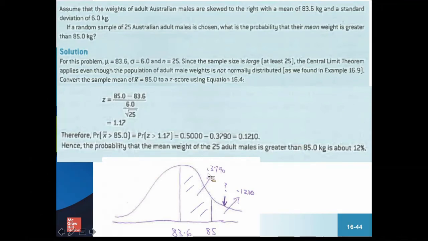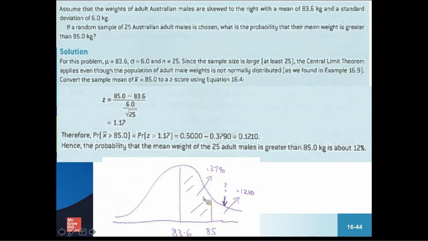It's always a good idea to draw your grid so you know what you're looking for. I should have done that first. So draw my beautiful little normal distribution curve here with the mean of 83.6 right in the middle. And I'm trying to find this area here above 85.